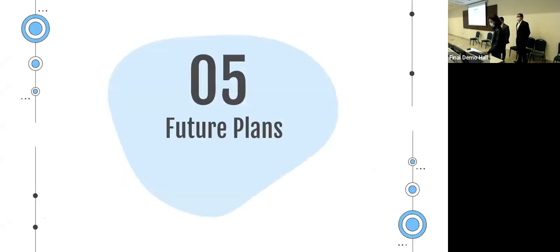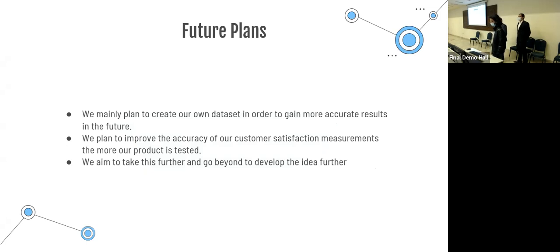And as for our future plans, our main focus right now is to try and gather a data set in order to have more data, and with this we can do so much more, such as apply machine learning models. We can even have better testing on our current models, and of course the aim of all of this is to improve the accuracy of our customer satisfaction measurements.